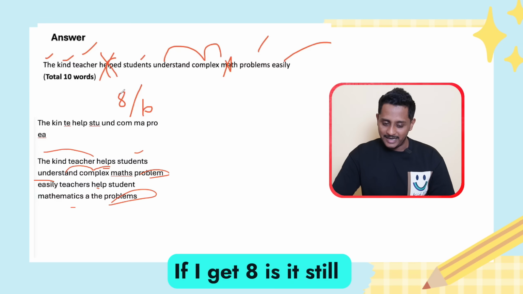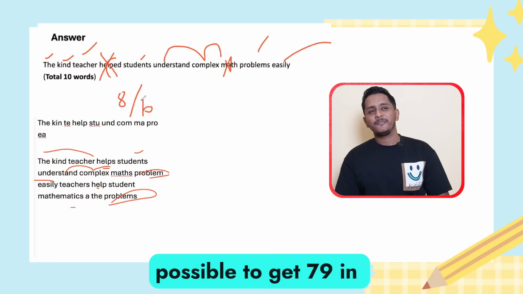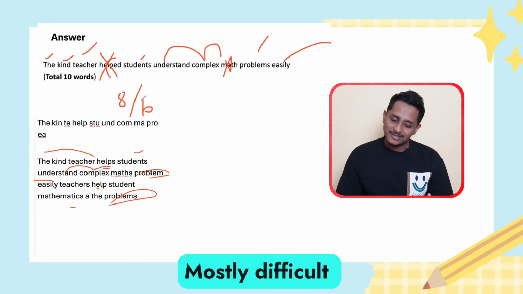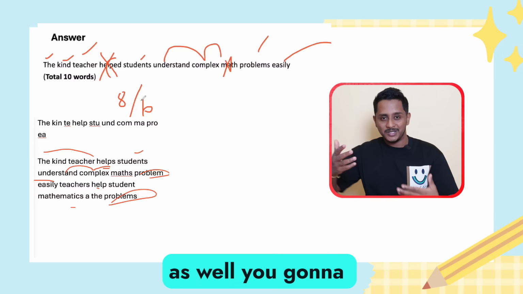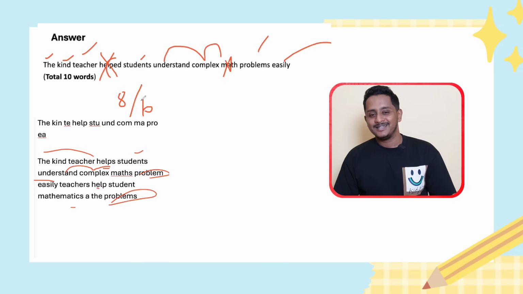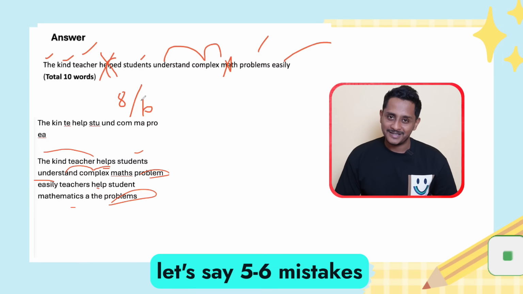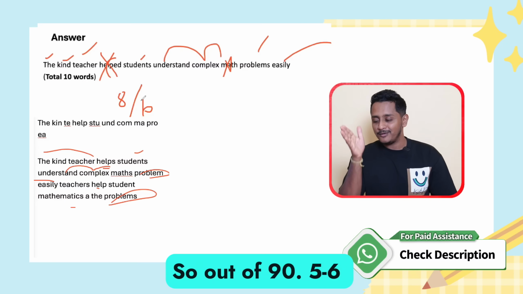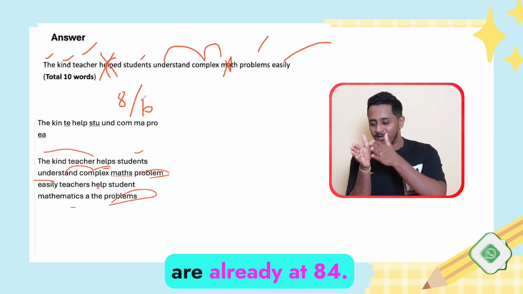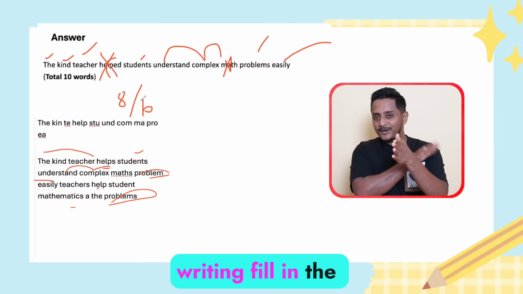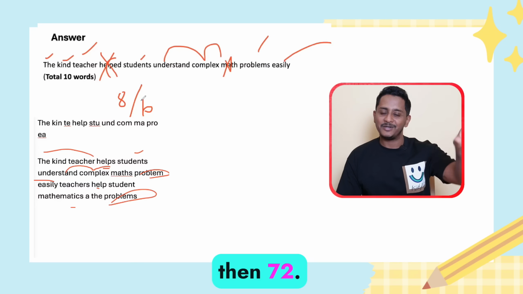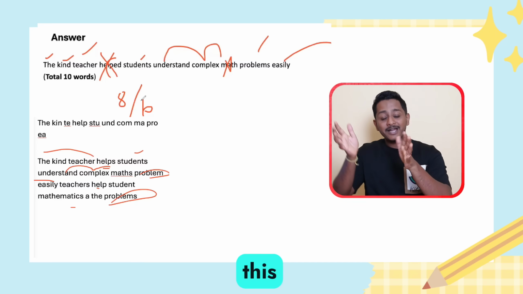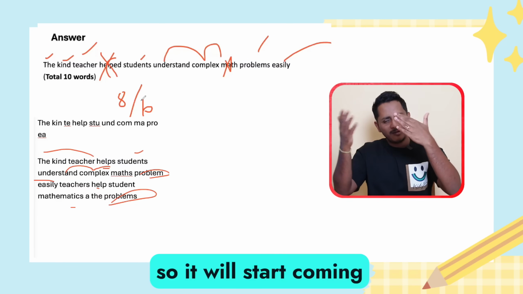So if I get 8, is it still possible to get 79? In writing, mostly difficult because it's a very simple one. Here if you get 8, then the complex ones as well, you're going to make more mistakes. So here you make, let's say, 5, 6 mistakes in write from dictation. So out of 90, 5, 6 mistakes means you are already at 84. Then reading and writing, fill in the blanks also is not so easy. There also you made some 7, 8 mistakes, then 72. And listening, fill in the blanks, again 3, 4 mistakes. So it will start coming down.